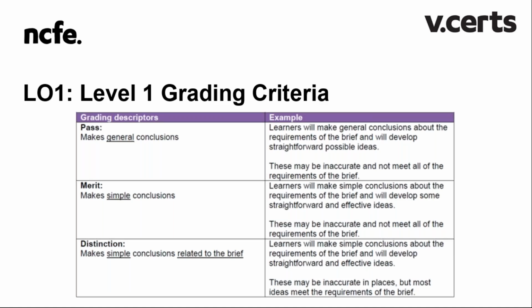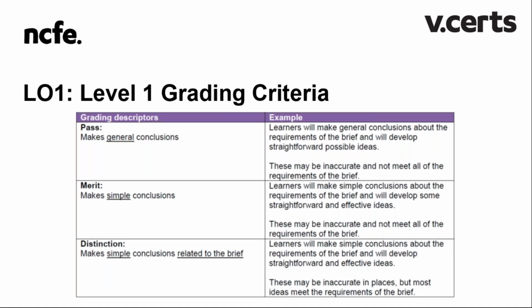Sometimes at a pass at level 1, we see learners maybe quite typically just repeating information that's been provided to them on the assignment brief. So, they might not really be able to show any exploration of that. They may very much just repeat information that they've been given, but they're still using it to develop ideas. For merit, some simple conclusions, so we'd be expecting a little bit more there. Again, it still needs to be relevant information, so it still needs to be taken from that brief.